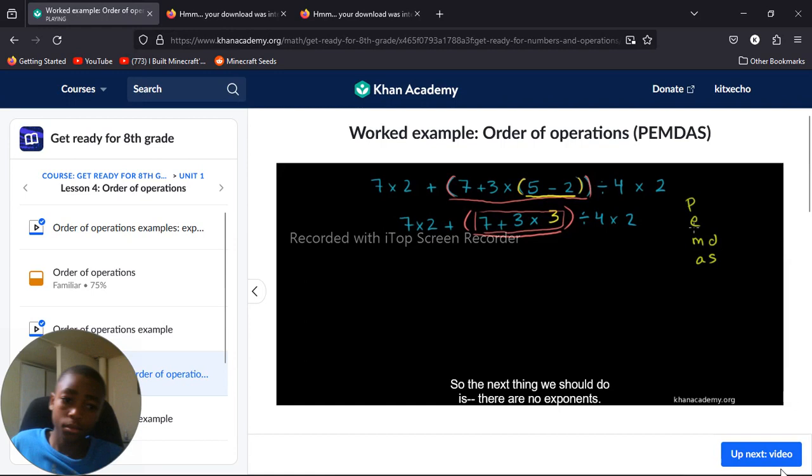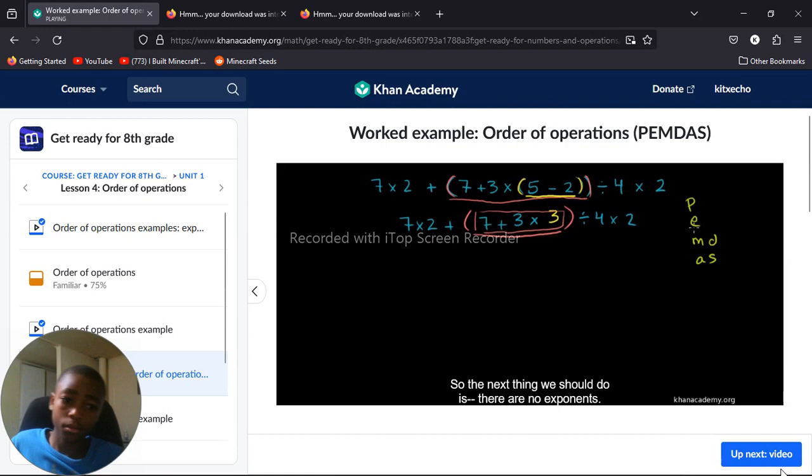Now, we don't have any parentheses left, so we don't have to worry about the P in PEMDAS. We have no E, no exponents in this, so we go straight to multiplication and division. We have some multiplication going on there, some division going on here, and a multiplication there. So we should do these next before we do this addition right there. We could do this multiplication. 7 times 2 is 14. We're going to wait to do that addition.